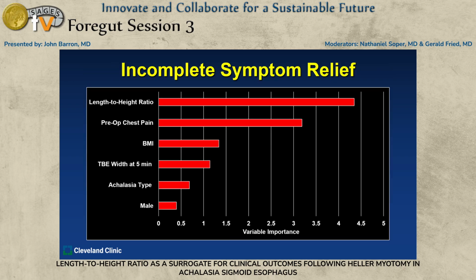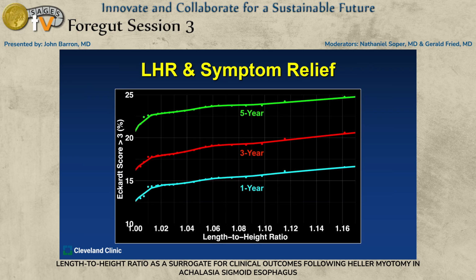These are variables predictive of incomplete postoperative symptom relief, based on an Eckardt score greater than 3. Length to height ratio was highly predictive of postoperative symptom relief, whereas achalasia type, after adjusting for morphology, was minimally predictive. And this is the corresponding partial plot with preoperative length to height ratio on the x-axis and Eckardt score greater than 3 on the y. You can see that at 5, 3, and 1 year post-myotomy, increased tortuosity was associated with a gradual progressive increase in the percentage of patients reporting incomplete symptom relief.